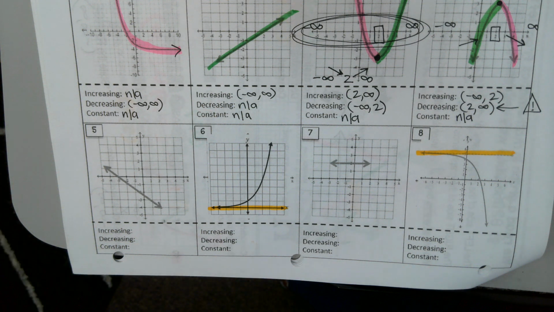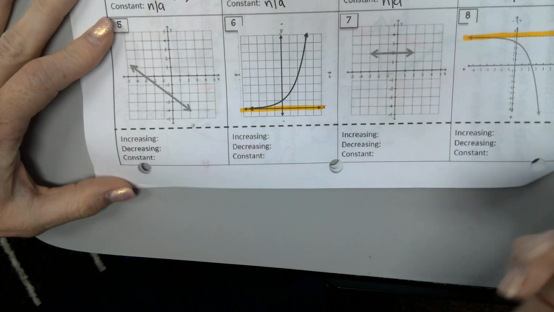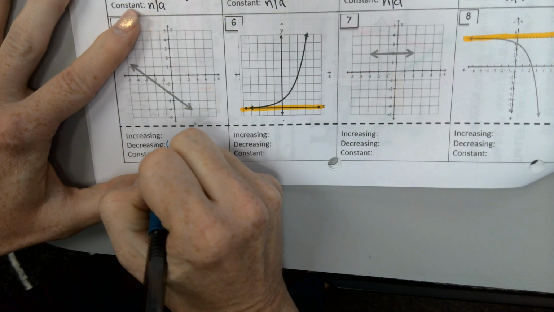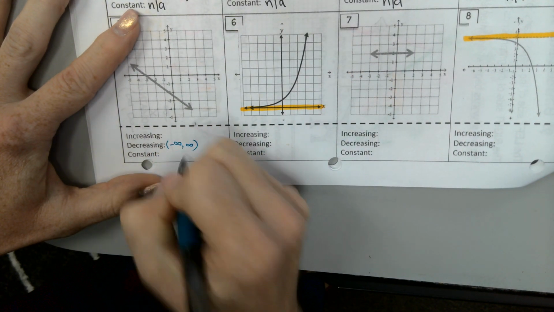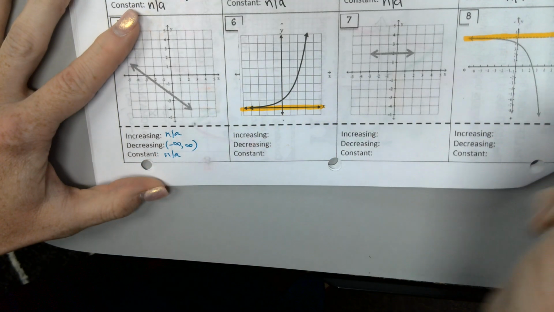Okay, checking your work across the bottom right here. What was this whole function doing? It was decreasing. So it is decreasing from negative infinity to positive infinity. And you can either write none or n/a.